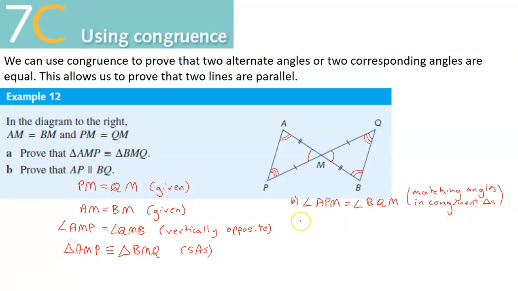And so AP is parallel to QB because there are equal alternate angles. PQ is my transversal. This angle here is on the alternate side to this angle here. They're both within the lines that we're wondering if they're parallel.